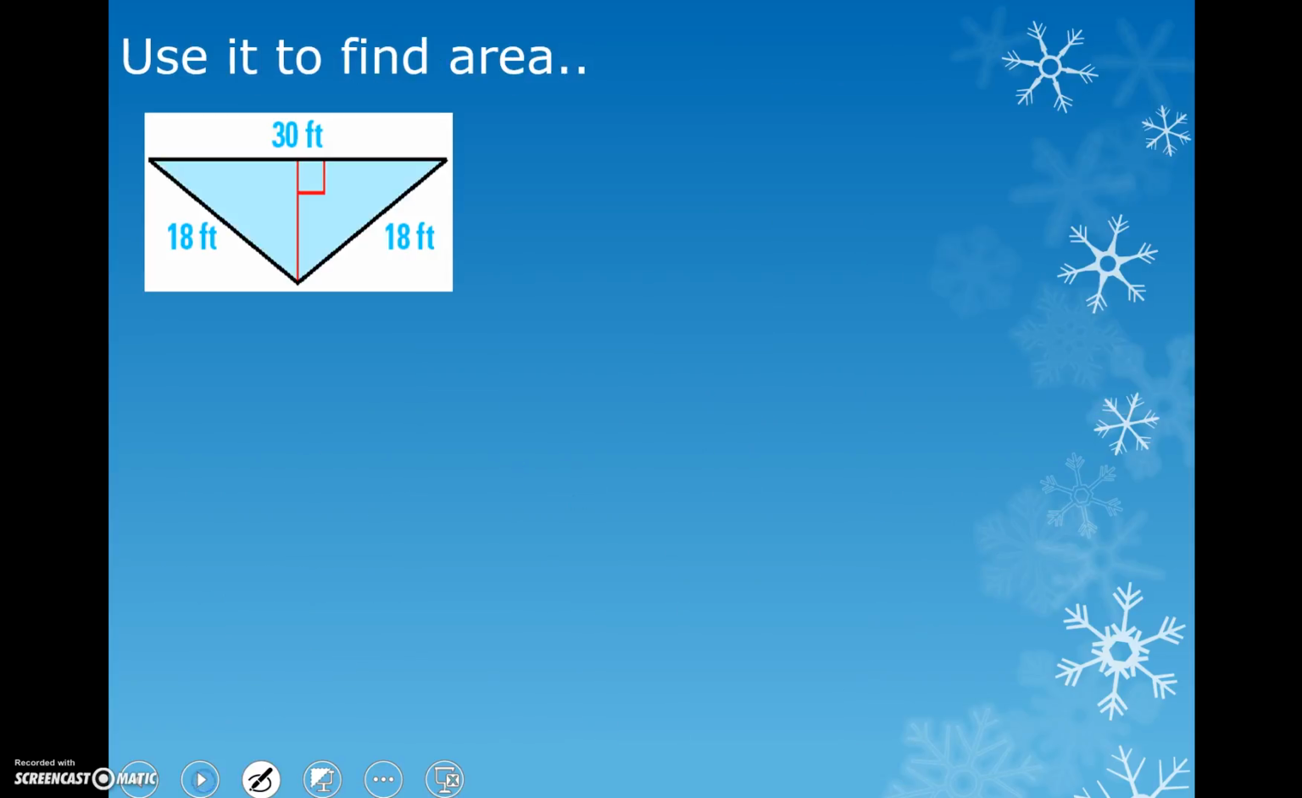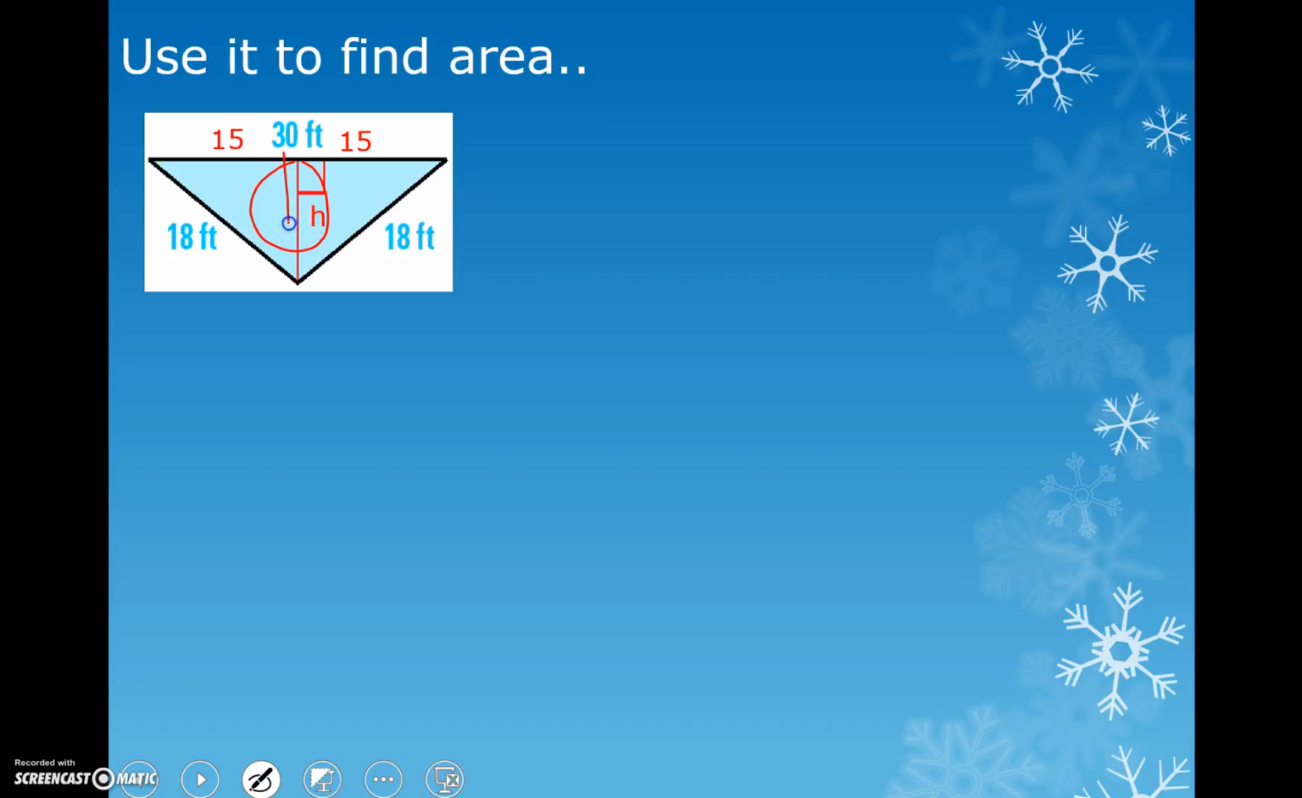Okay? All right, just to take it one step further, we're going to have quite a few problems that look like these. So we want to use it to find the area. The first thing we need to do, though, is find the height of this triangle, because the area of a triangle is 1/2 base times height. Since it's an isosceles triangle, we know that the height is going to break that top in half, so that's 15 and 15. And the height we're going to call h.